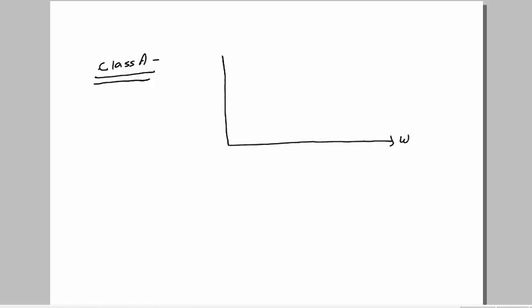So this is omega t angle, omega t scale. This is IC. We have seen that a class A amplifier will be biased at a DC current IC, which is greater than the amplitude or peak of the signal current.